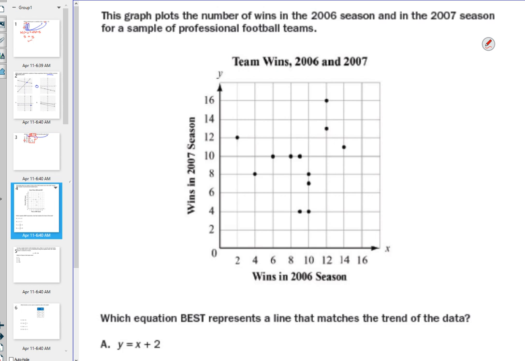This graph plots the number of wins of the 2006 and 2007 season for a sample professional football team. So just look at the axes. The x-axis is the 2006 axis. The y-axis is the 2007 axis. So which equation best represents a line that makes the trend of the data?